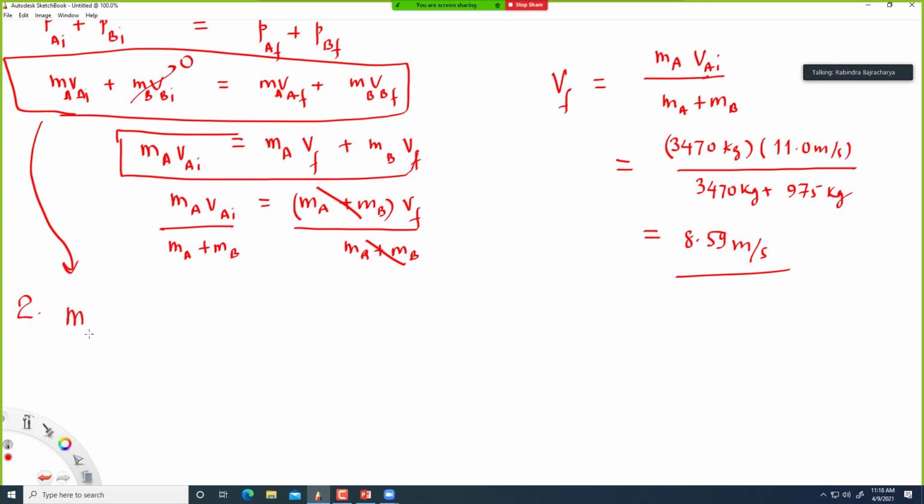So mass of first train, velocity of first train, which is initial, mass of second train, velocity of second train, initial, that is equal to the final momentum, which would be the momentum of the combined mass, m1 plus m2, and the final velocity of that combined one. So again, this is before collision, and this is after collision.